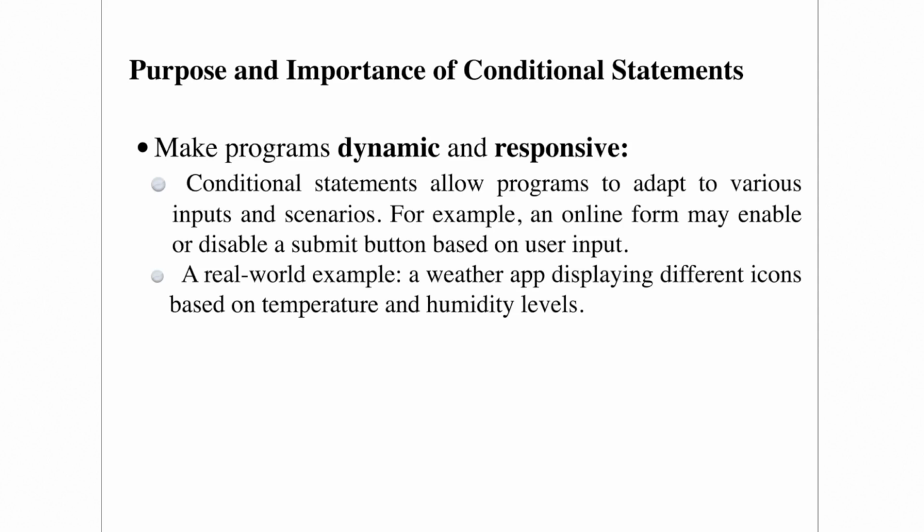A real world example may be like this one. Say we have a weather app displaying different icons, but we can control how the icons look depending upon the current temperature or humidity levels through our if else statements. For example, say if the weather is raining, the icon may have some clouds and raindrops falling from the sky. And say if the sun is shining hot, then we may have a sun in the icon.